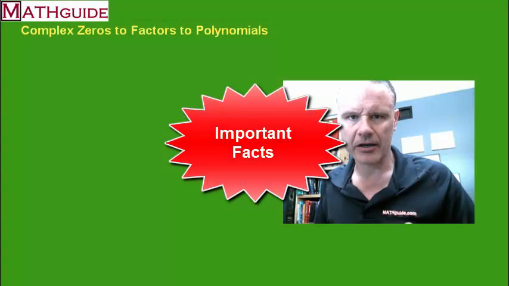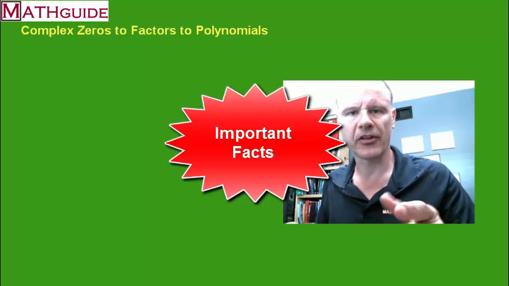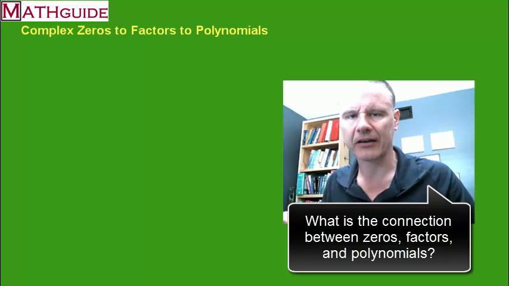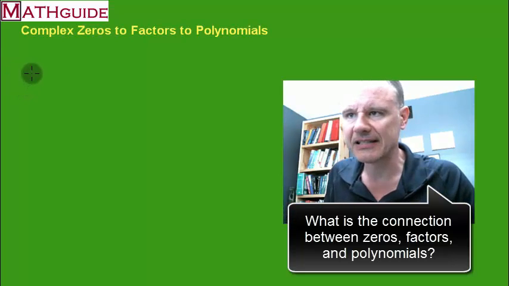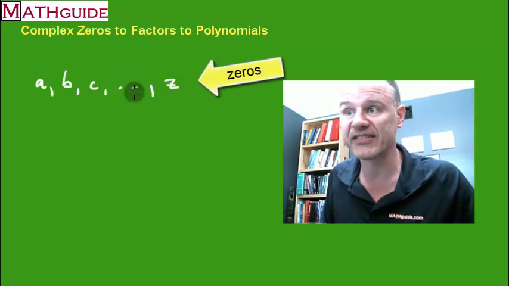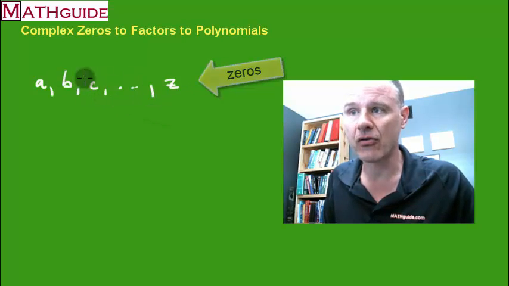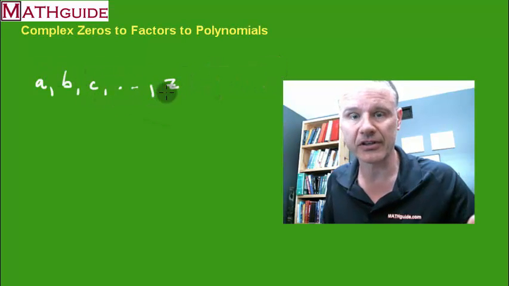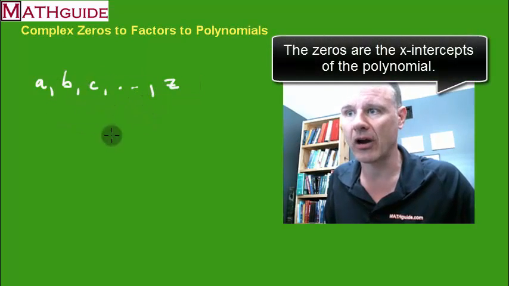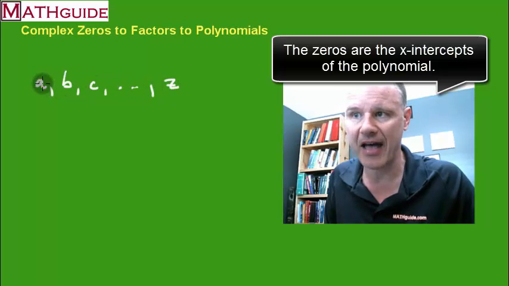Before we get into the examples, there are a few things you need to know, like what's the connection between the zeros, factors, and the polynomial? Let's say that we had these zeros. I could have any number, so let's say they go up to z, or not, it doesn't matter. If these are all numbers and they represent the zeros, in other words, where the polynomial crosses the x-axis, it crosses at these specific x values.